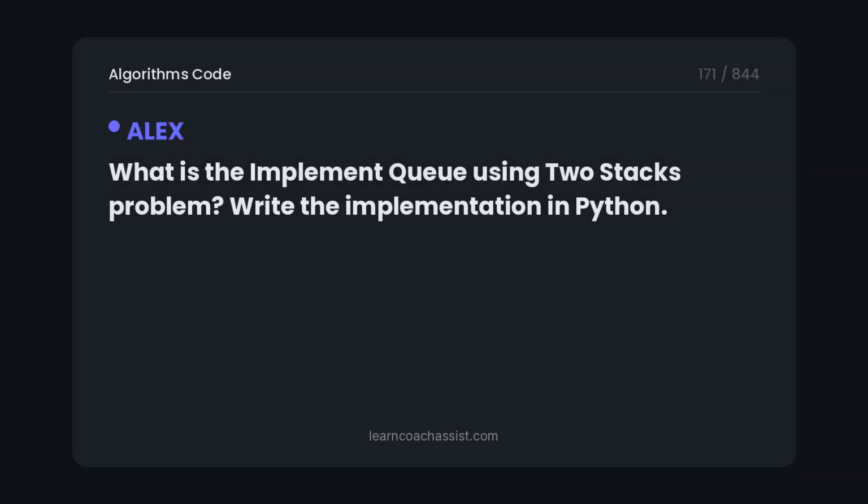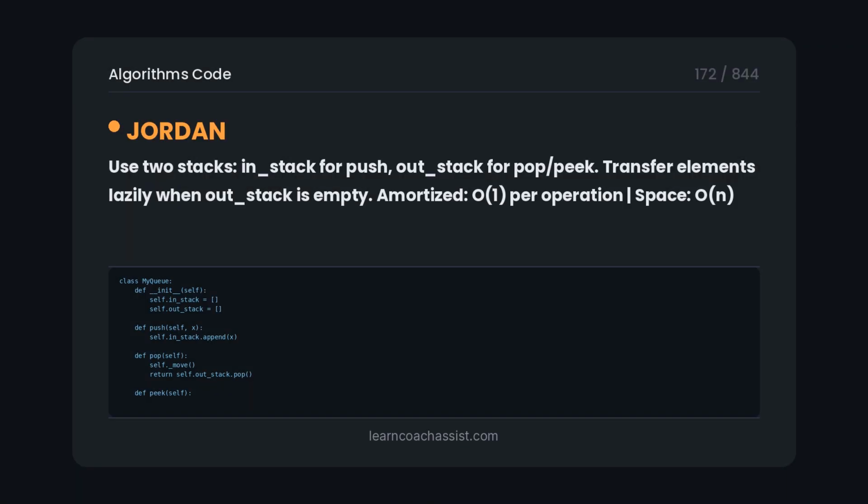What is the implement queue using 2 stacks problem? Write the implementation in Python. Use 2 stacks, in_stack for push, out_stack for pop/peek. Transfer elements lazily when out_stack is empty. Amortized O(1) per operation, space O(n).